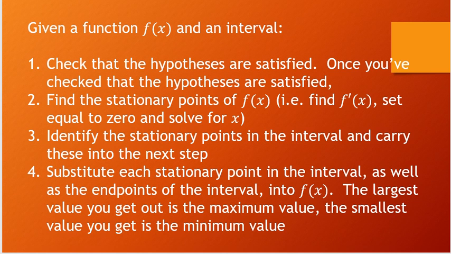Then lastly, step 4, you're going to take each of those stationary points that you carried over from step 3, as well as each of the endpoints of your given interval, and you're going to substitute each of those into your function f of x. You'll get some numbers out. The largest value that you get out is the maximum value of the function on the interval, and the smallest value that you get out is the minimum value of the function over the given interval. So we're going to see how this process gets used with some practice problems here.